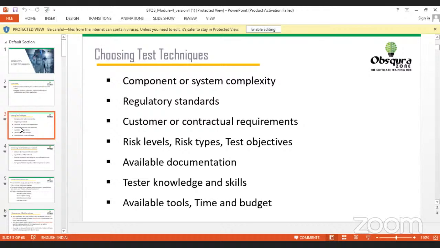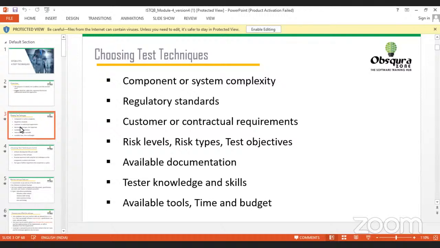Now, regulatory standards. There may be some regulatory standards like ISO standards, and in order to meet such standards, we have to adopt other kinds of test techniques. Now, customer or contractual requirements. There may be some customer requirements, and based on them we have to test that application. These are how we choose the test techniques.